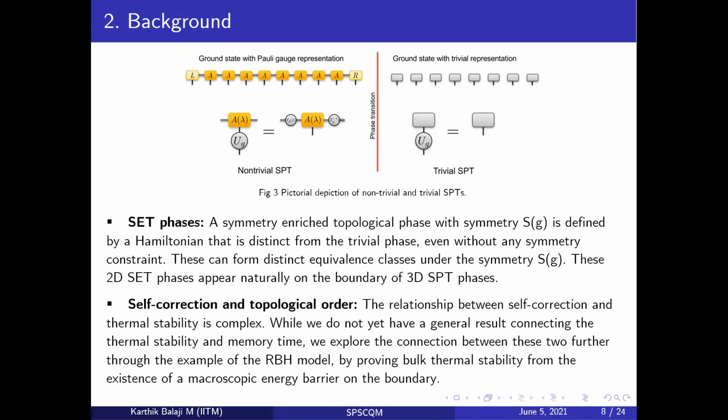And the SET phases are defined as Hamiltonians that are distinct from the trivial phase even without any symmetry constraint. And these 2D SET phases appear naturally on the boundary of 3D SPT phases. Now, the relationship between self-correction and thermal stability or topological order is complex. While we do not yet have a general result connecting these two, we can explore the connection further through the example of the RBH model that we'll be seeing soon.